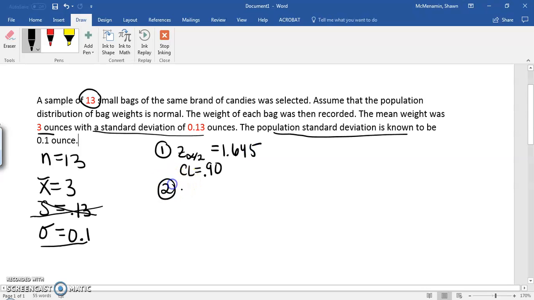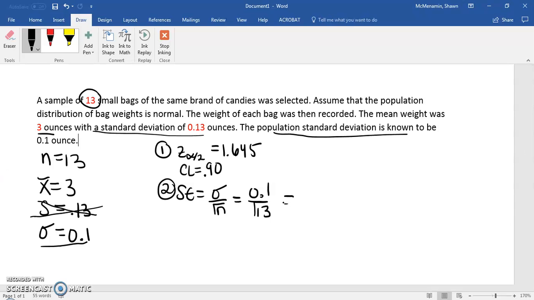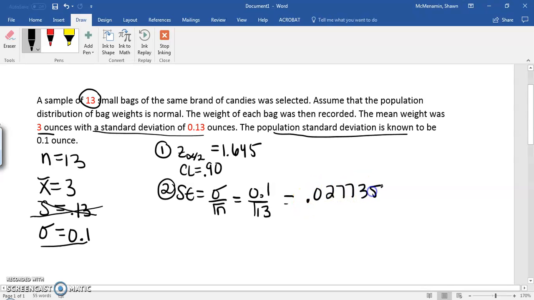And the next step is standard error. Standard error is sigma divided by square root of n. So it's going to be 0.1 over square root of 13. So 0.1 divided by square root of 13 gives you 0.027735.